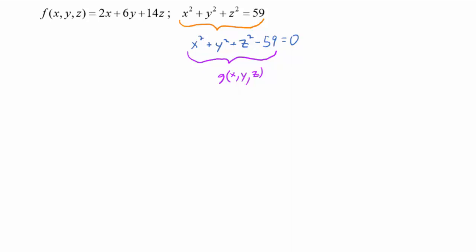Okay, so the method of Lagrange multipliers says find del f, set it equal to some constant lambda times del g, which really means set corresponding components equal, right? I said coefficients because I'm used to teaching.